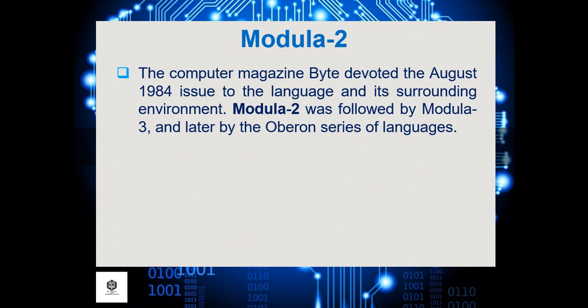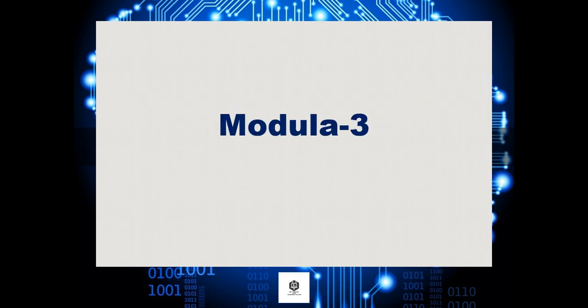The computer magazine Byte devoted the August 1984 issue to the language and its surrounding environment. Modula-2 was followed by Modula-3 and later by the Oberon series of languages. Modula-3.